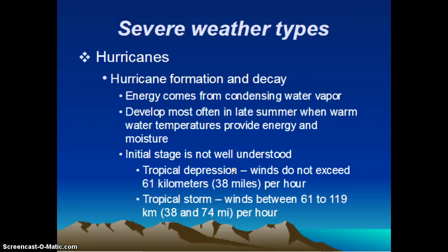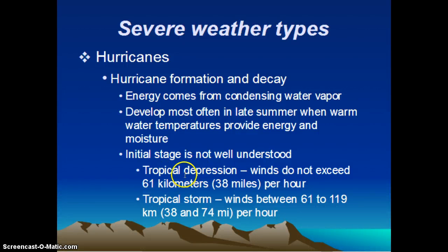Moving on, hurricanes form, right? Energy comes from condensing water vapor. They develop in late summer when warm water temperatures provide energy and moisture. We could follow an isotherm map. Remember our seasonal thermal lag time: later in the summer, insolation is past its prime, past its maximum, but you get the warmest temperature because of that lag.